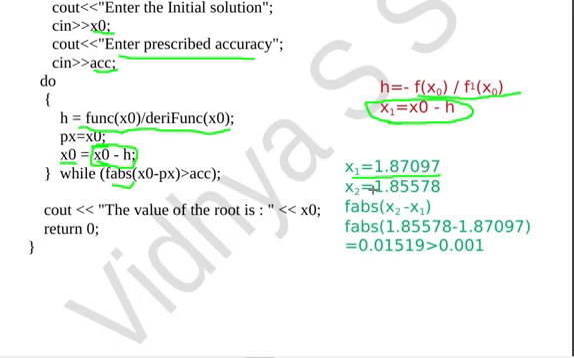While finding the difference between these two and taking the absolute function, I'll get f absolute of 1.85578 minus 1.87097. So the result I'll get is 0.01519, which is a value greater than 0.001.